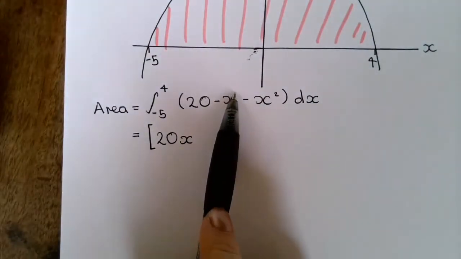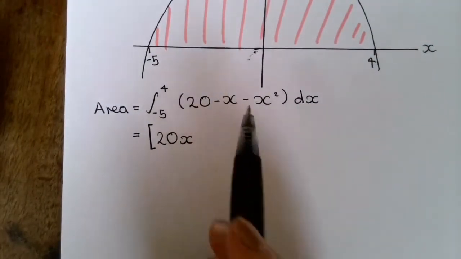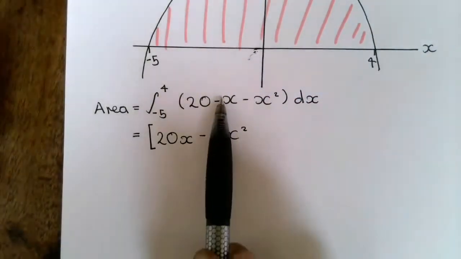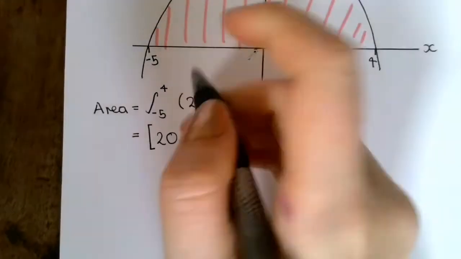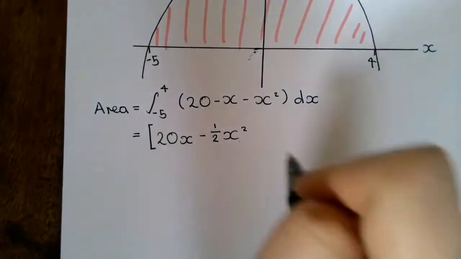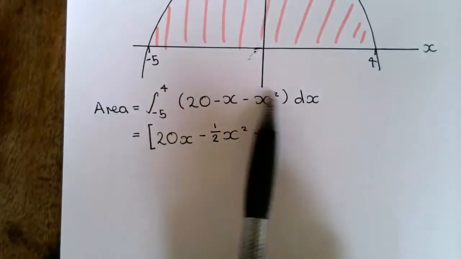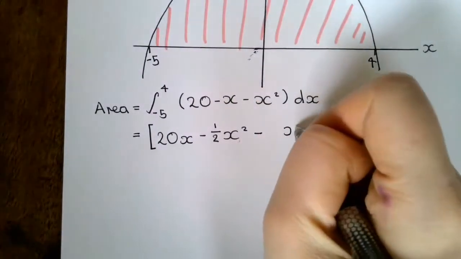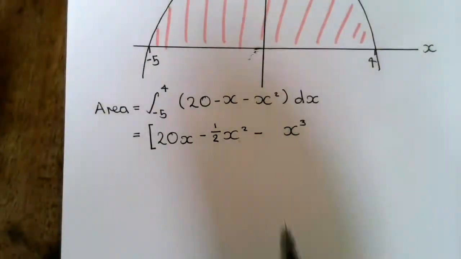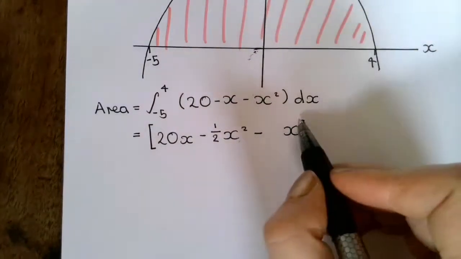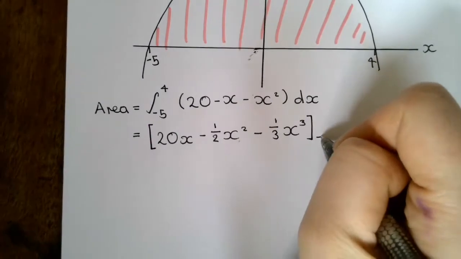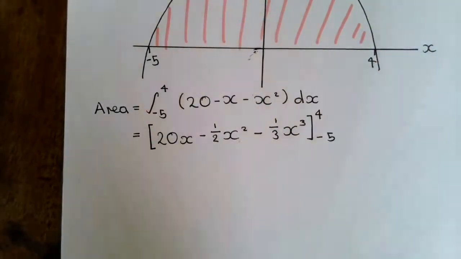minus x to the power of 1, so we're adding 1 to the power, so I know that I'm going to get x squared, and then dividing the coefficient by that power. So we've got 1/2. Here I've got negative x squared, I'm going to add 1 to the power, so I'm going to have negative x cubed, and then I'm going to divide my coefficient by that power, so I get 1/3. And we're integrating that between -5 and 4.